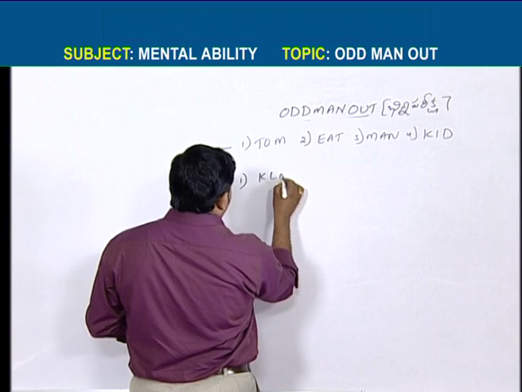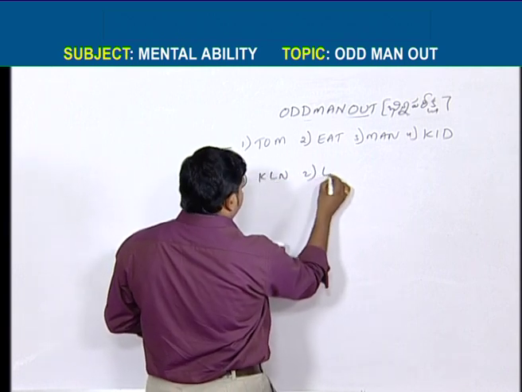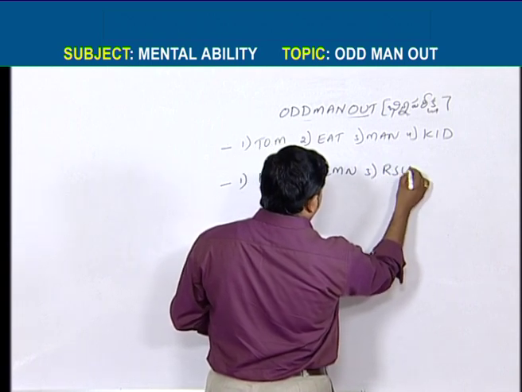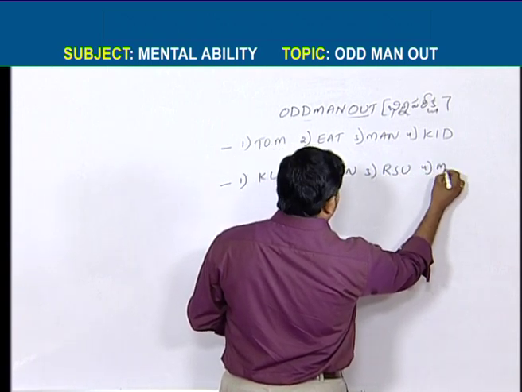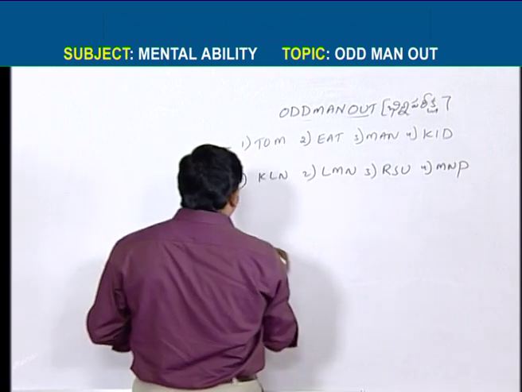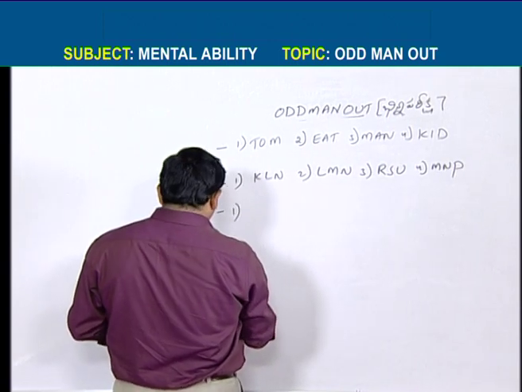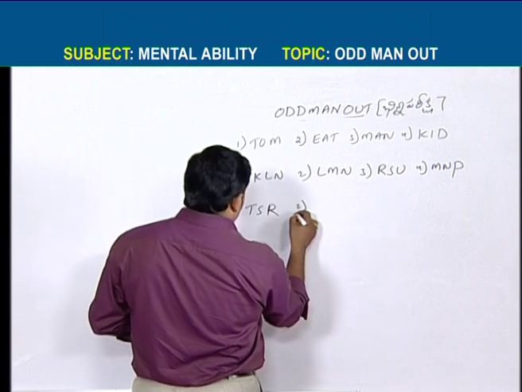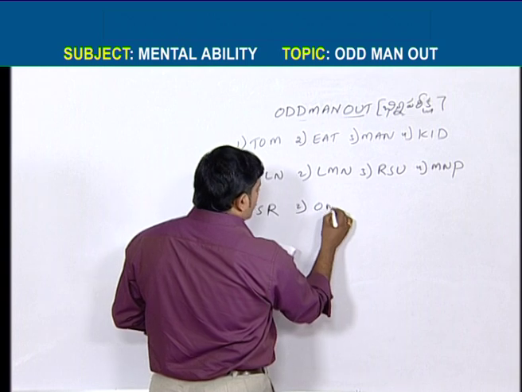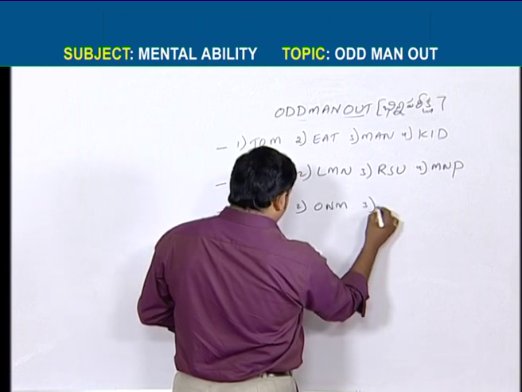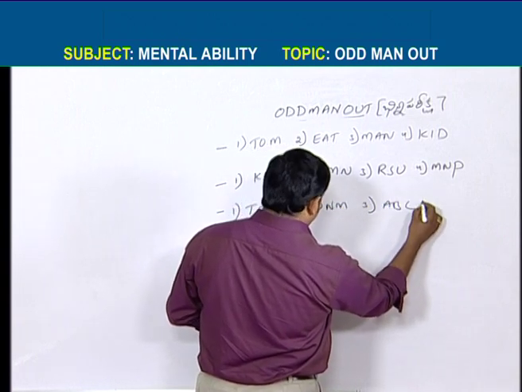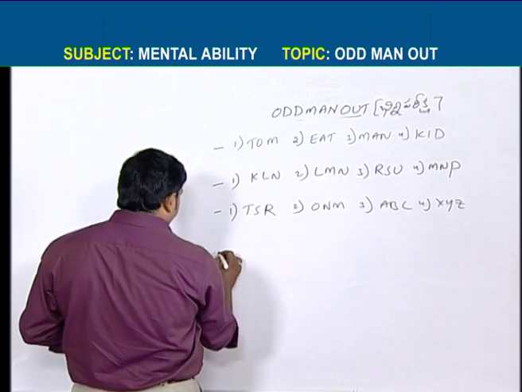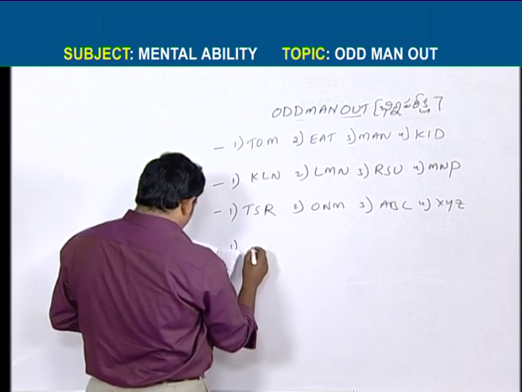In next question, first option is KLN. Second option is LMN. Third option is RSU. Fourth option is MNP. Next question. First option is TSR. Second option is ONM. Third option is ABC. Fourth option is XYZ. Next question.